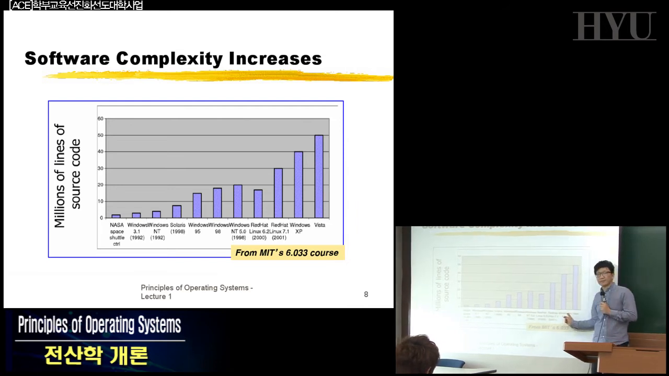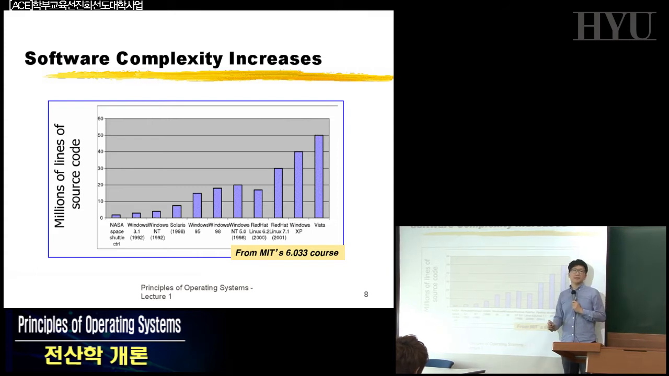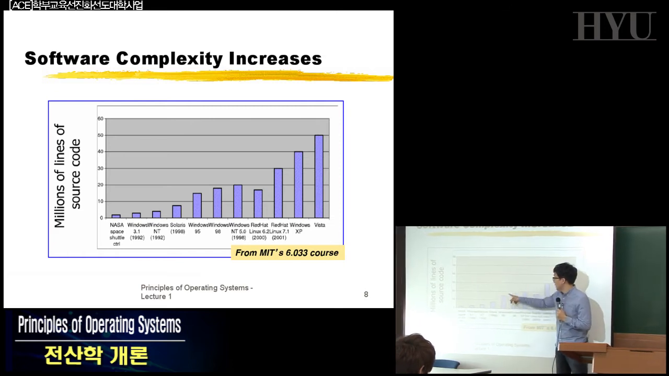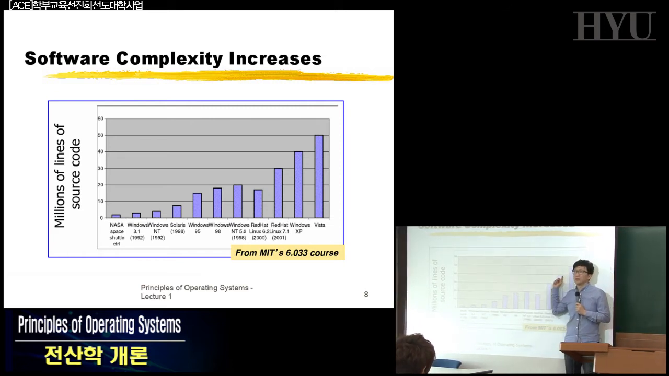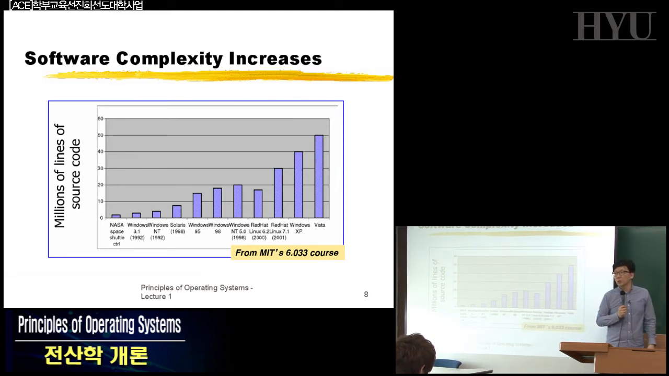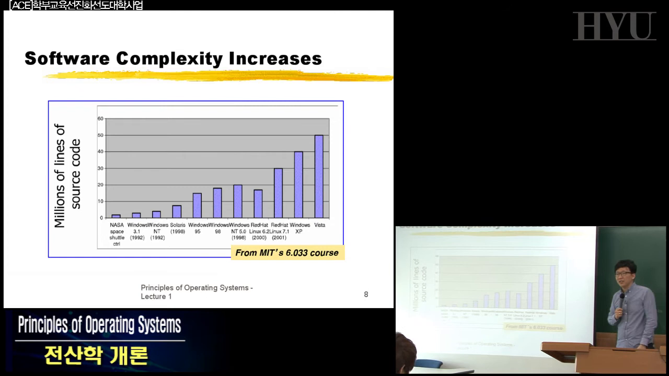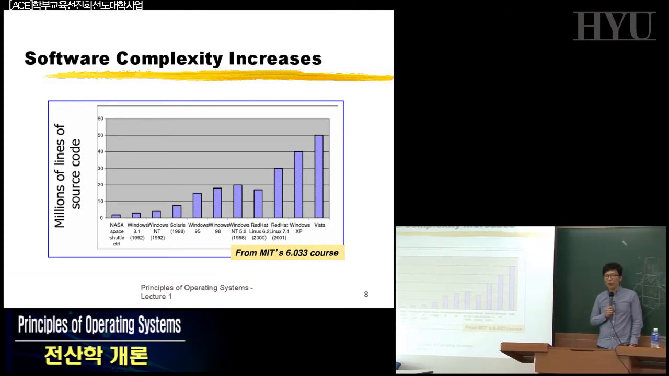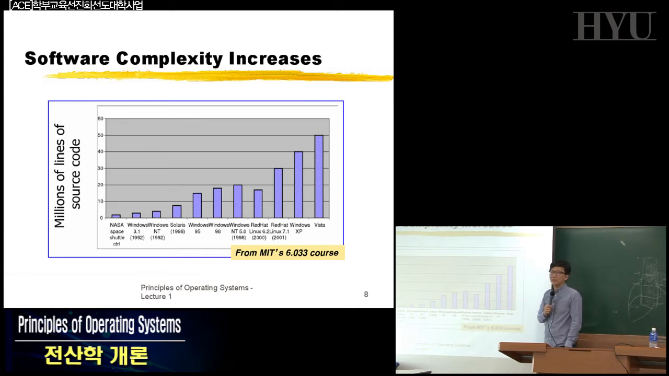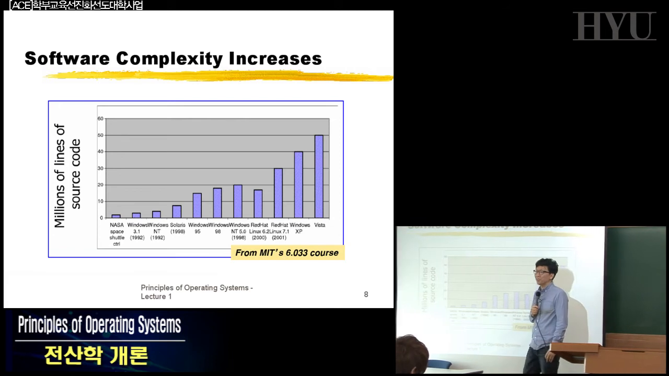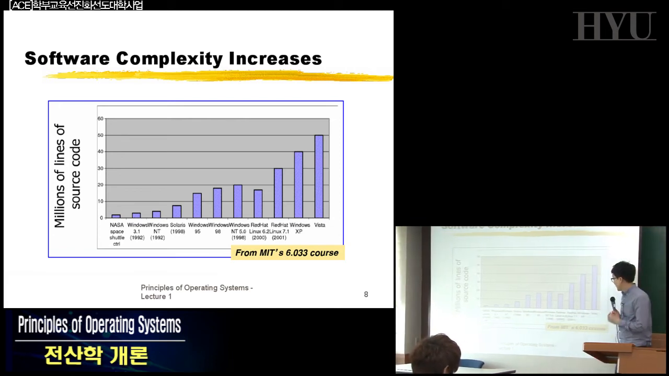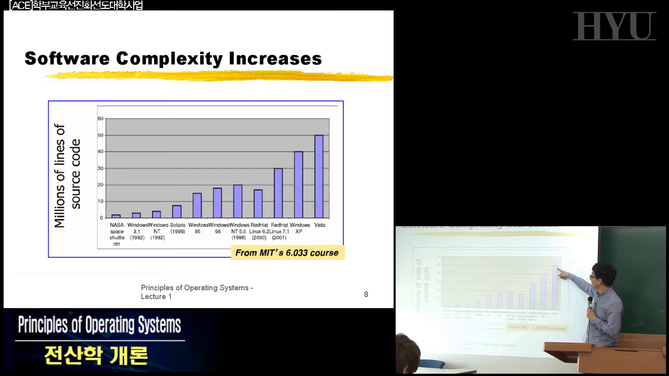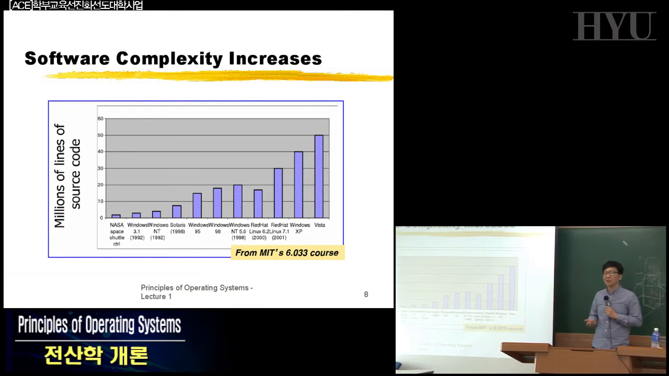XP. XP goes to, compared to Windows 95, more than double. 40 million lines, 4천만 줄 코드가. 4천만 줄. Can you understand 40 million lines of code? If it goes over 4,000 lines of code, it would probably be difficult to understand anyway. 그죠? XP 40 million, Vista 50 million.